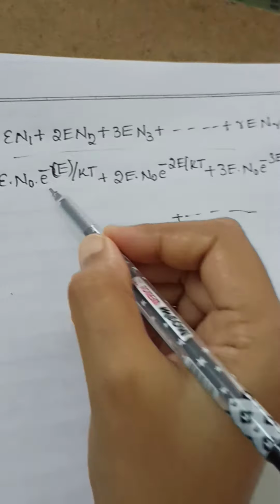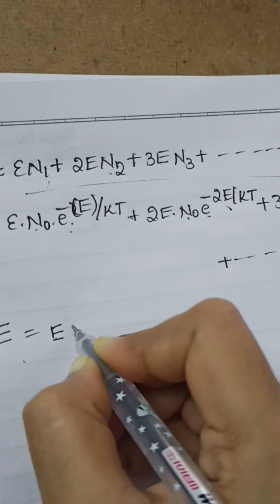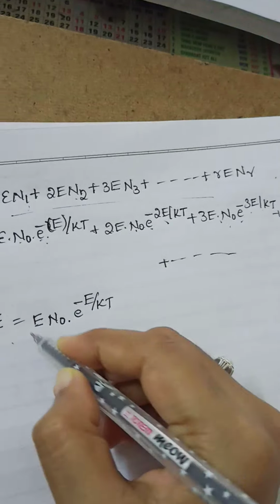Now simplification. In all these terms, N0 is a common term, and ε is also a common term, so take the common values outside. What will you get? E is equal to, in this equation ε is a common term, N0 is also a common term, and in each equation there is another common term, that is e to the power of minus ε by kT. This is a common term.